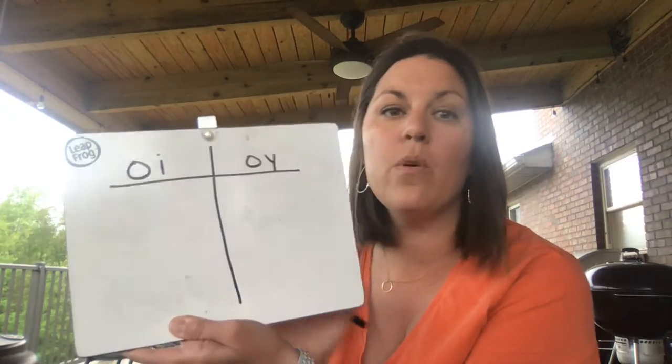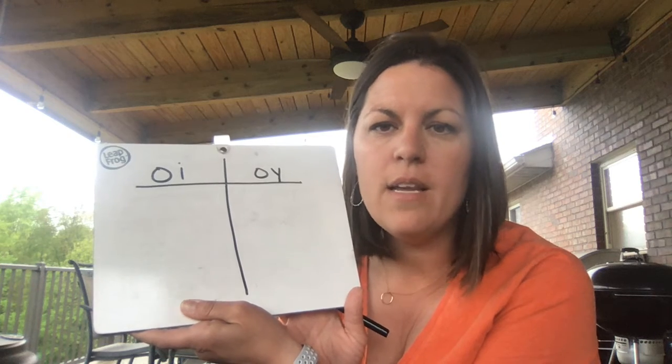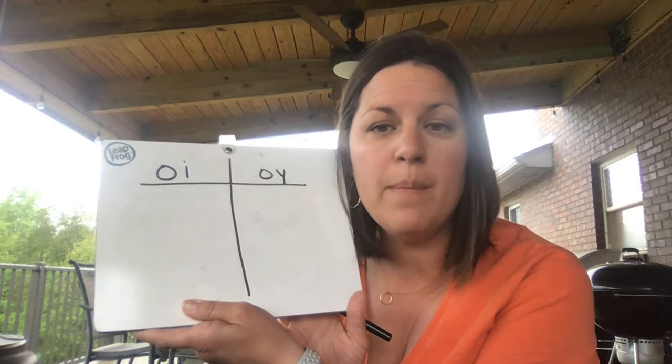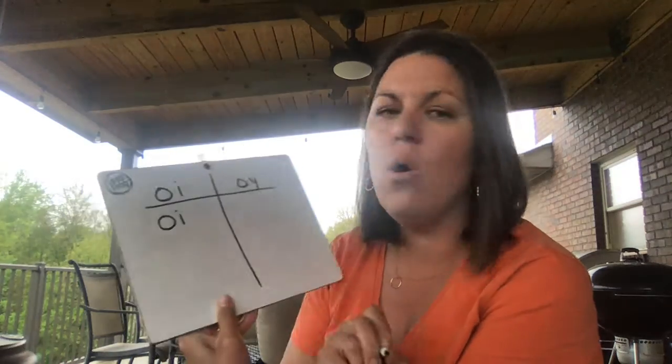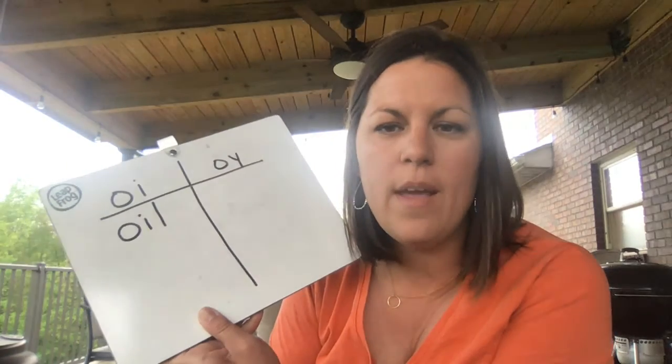Let's start with one where the oi is at the beginning. Say oil. All right. Oil is something you cook with or you put in your car, maybe. There's two types of oil, but you hear the oi sound. So you start with OI, oil, and then you hear an L. That's how you spell oil.